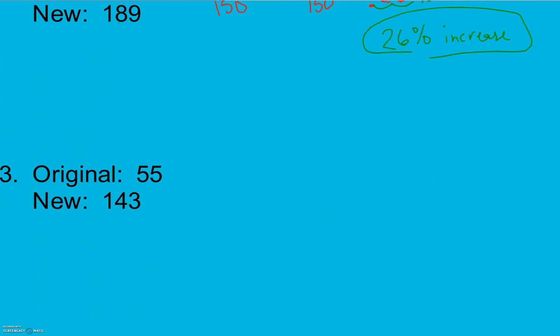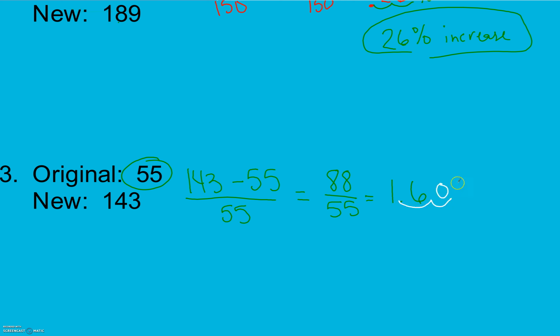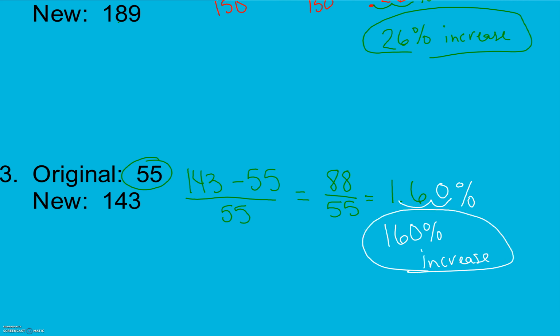Again, we're going to find our change. So 143 minus 55, bigger minus smaller. Here that gives me 88. And I'm going to divide by the original, which here is 55. It's going to give me 1.6. So my ratio is 1.6, but I don't want the ratio, I want the percent. So we move two places towards where our percent sign goes, and it's 160%. And again, that's an increase because it got bigger, so we label it as an increase.